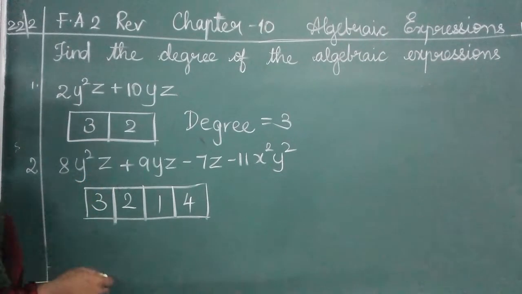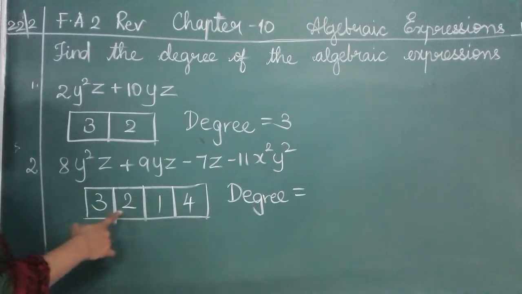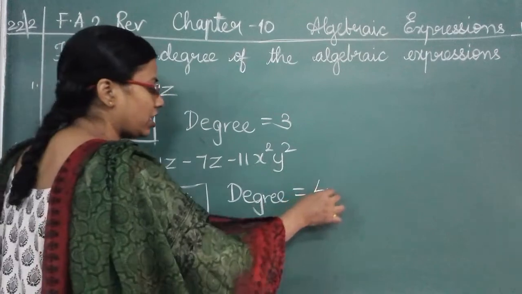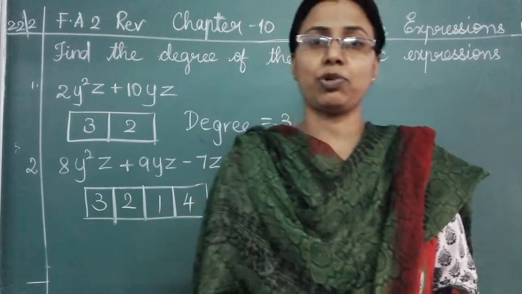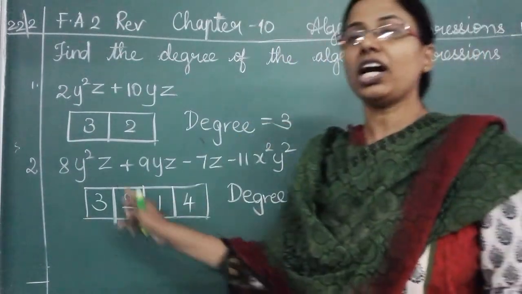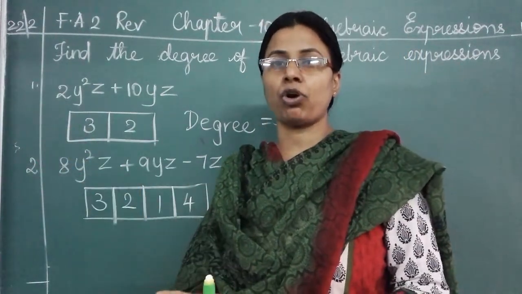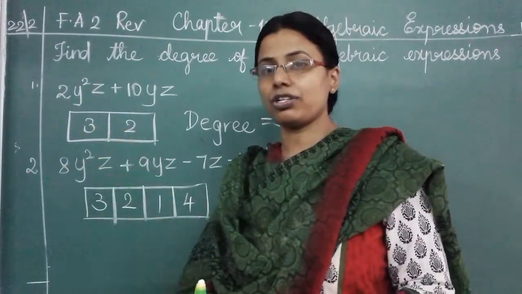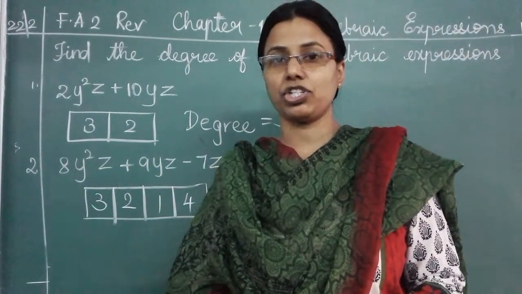So what is the degree of this given algebraic expression? The degree is highest degree. Which is the highest one among these? It is 4. So the degree is 4. So whenever you are asked to find out the degree of the algebraic expression, this is the way that you have to find out. What did we do? We are taking a box representing one term. For each term one box we are taking and then we are adding the exponents and writing the value in the given boxes. And then we are writing what is the degree of the given algebraic expression.